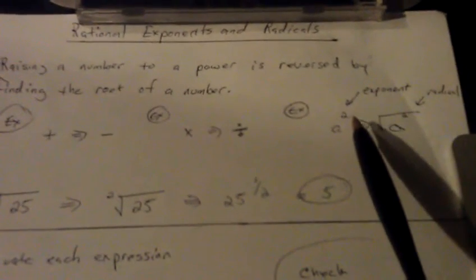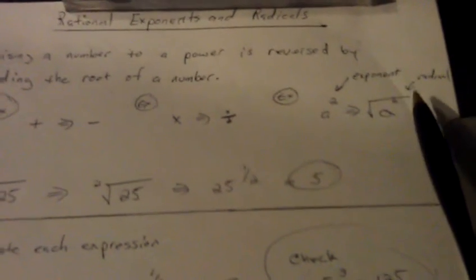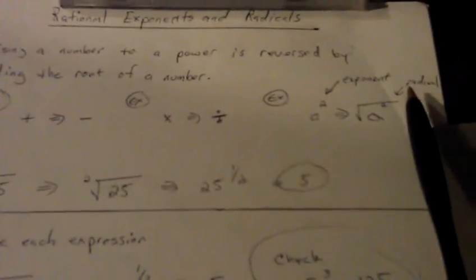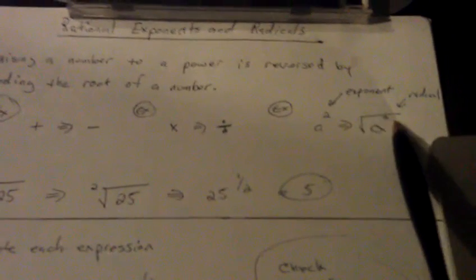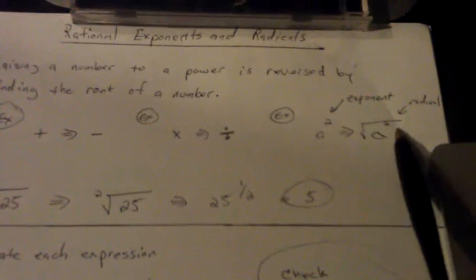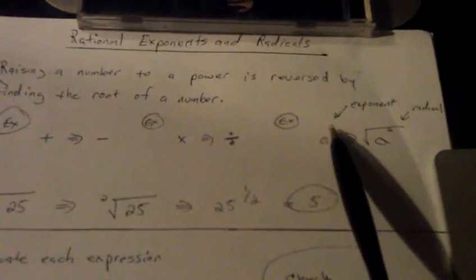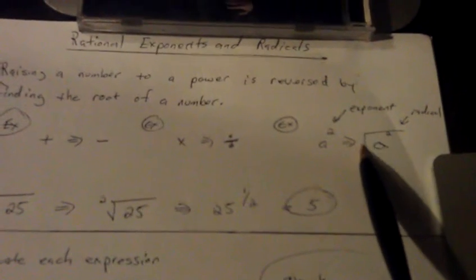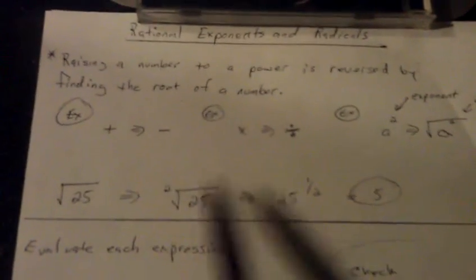So when a number is raised to an exponent, the reverse is finding the root of a number. That's why we have the word radical. A radical is this symbol right here. It looks like an old school division symbol. We have an exponent and also a radical. There's our exponent. That is our radical right there, that shape right there. Okay, let's look at that first example.